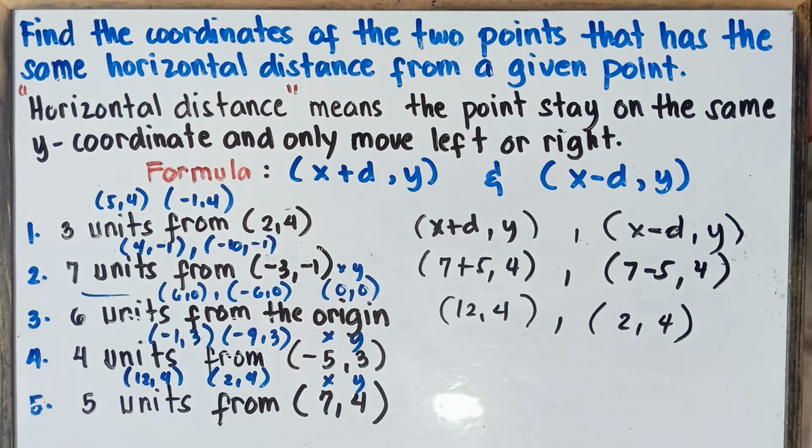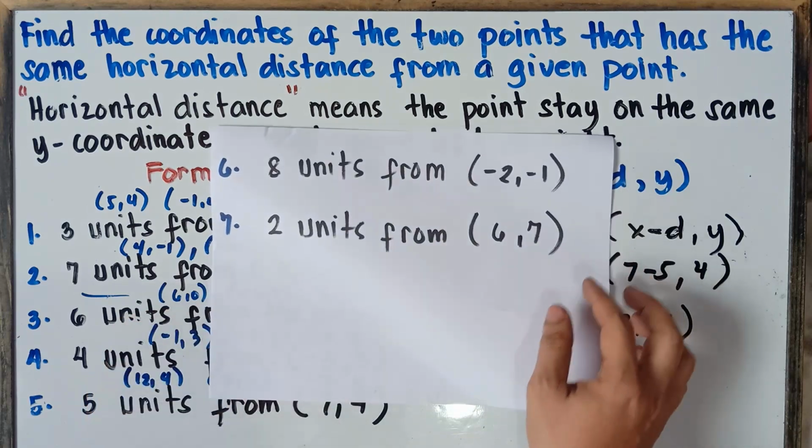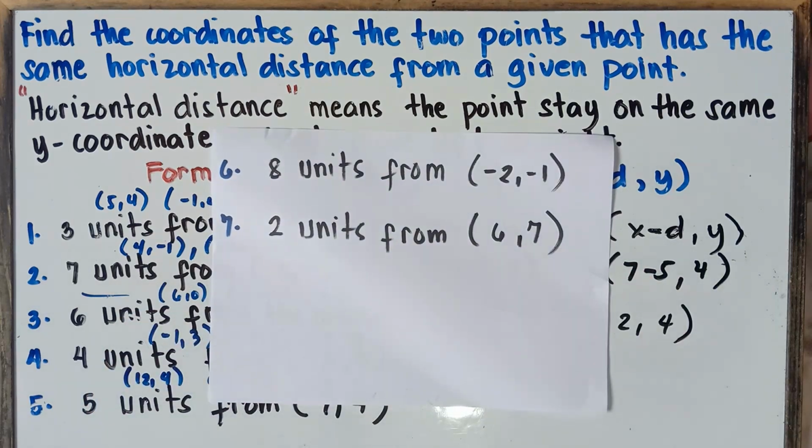Very easy, right? Alright, so you try this one, class, and then you put your answer in the comment section down below. Let me check, class, if you really understand our topic. So number 6, 8 units from negative 2 and then negative 1. And then number 7, 2 units from 6, 7. So 2 units from 6, 7.